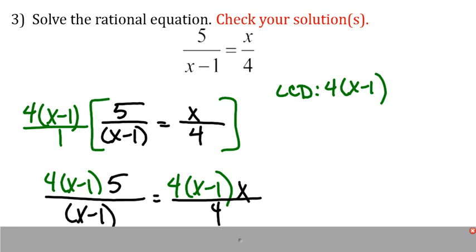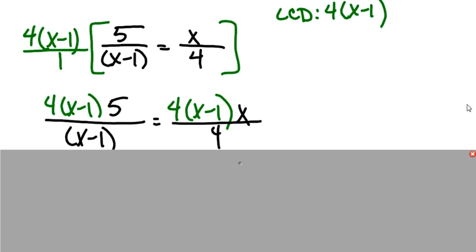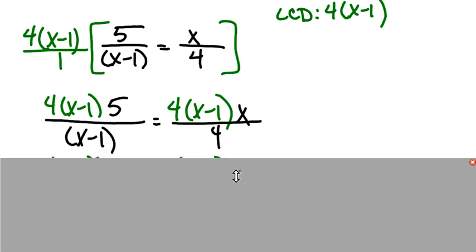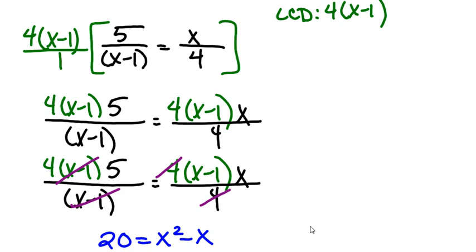At this point, you're looking to see what common elements you can divide out from the numerator and the denominator. On the left, you could divide out the x minus 1s. On the right, we could divide out the 4s. So on the left, we're left with 4 times 5, which is 20. On the right, we're left with x times x minus 1, which would be x squared minus x.